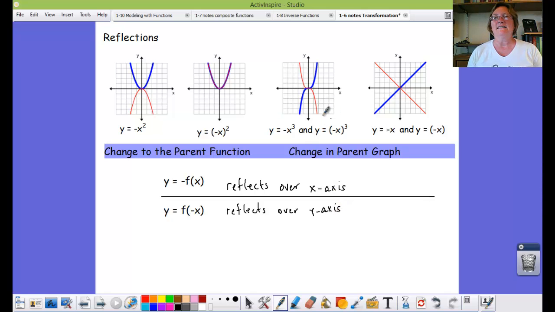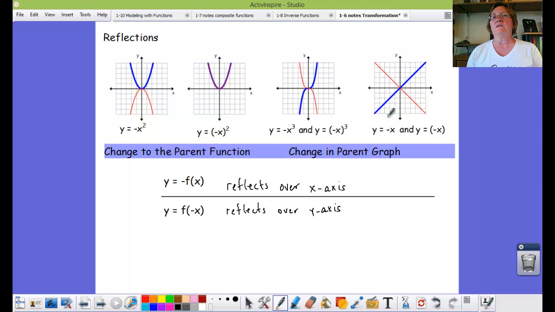Again, this is kind of weird and it's hard to show examples of this. Notice that in the odd function, the cubic function, both of these look the same. When you reflect this over x, this blue branch becomes that red branch. But when you reflect across y, this blue branch becomes this one. They look the same, right?